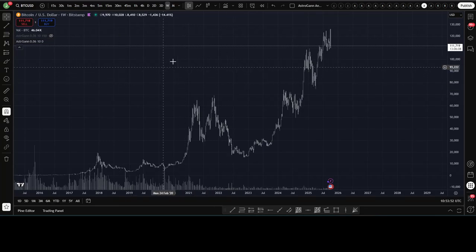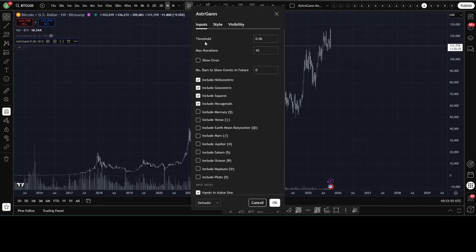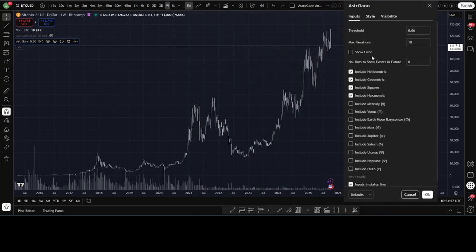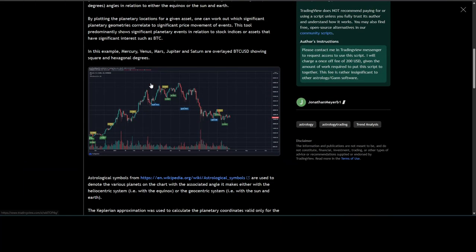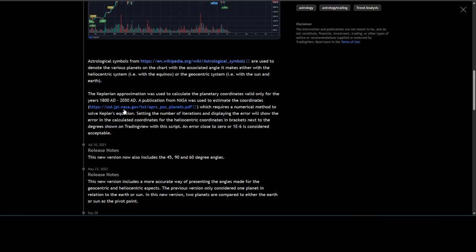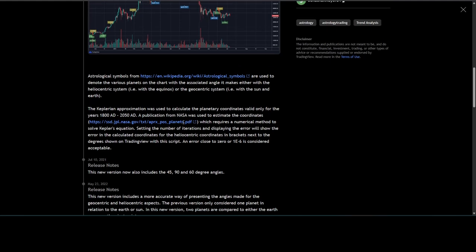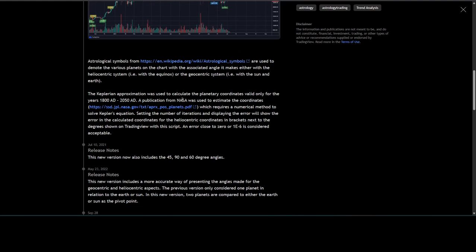When you load the indicator, by default it won't show anything. You need to go into the settings. The way the indicator works is it's using calculations of the planetary coordinates from NASA, and it's got some complex physics-based math. Essentially, it's working out the angles between the different planets, and either the Earth, which is geocentric, or the Sun, which is heliocentric.